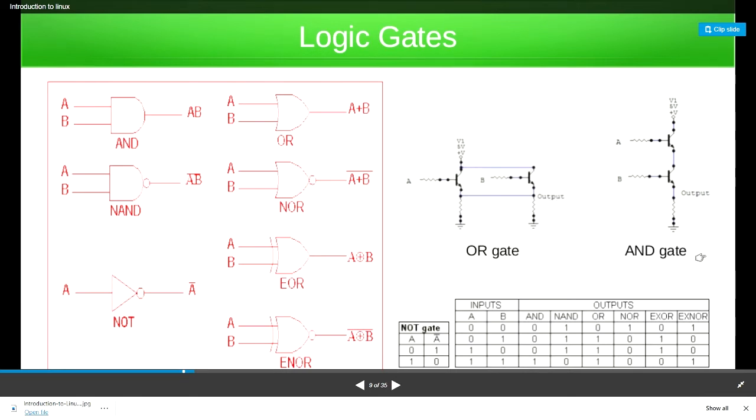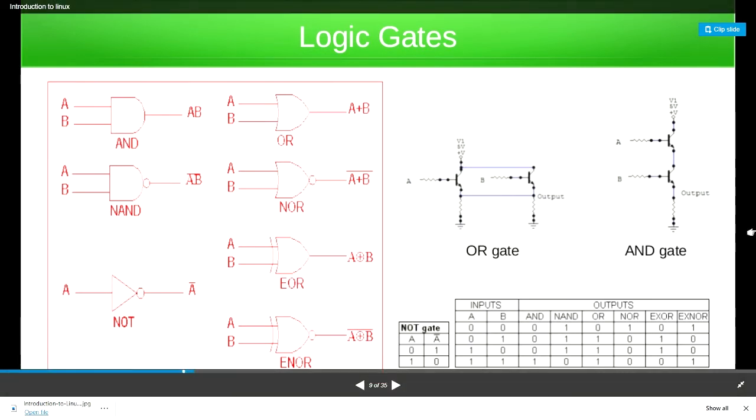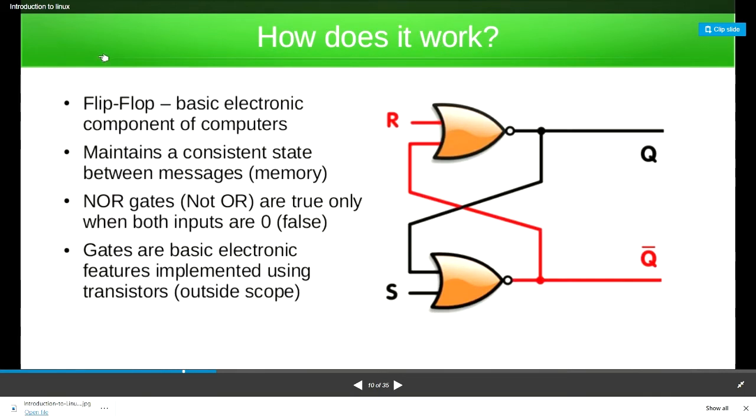Now, different from the OR gate is the AND gate. You have the voltage here. You are using A, the input, then go down, then it passes again, two of them. Then the output is in the lower one. You have a resistor here. Okay, then the ground. So that is the schematic diagram of the AND gate. How does it work? Flip-flop. Basic electronic components of a computer. This is the schematic diagram.